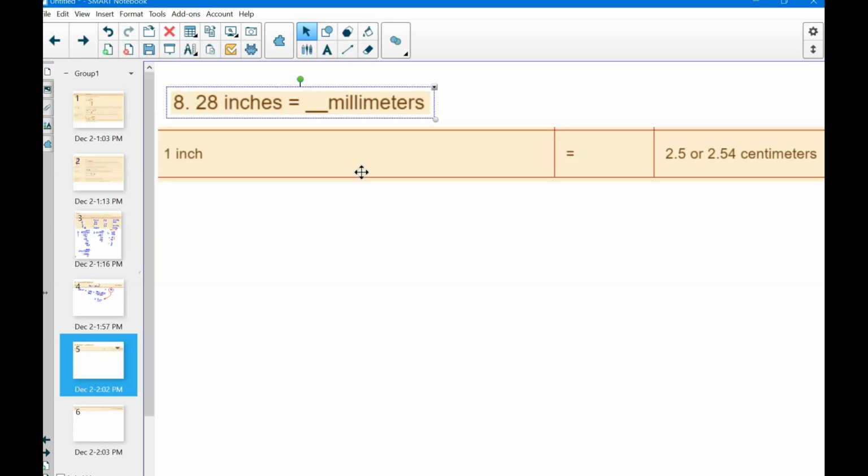Anybody know? Chemistry people should know this by now. The connection between centimeters and millimeters. What's the connection between centimeters and millimeters? You got me seeing liters now. Perfect. So the other connection is 1 centimeter.